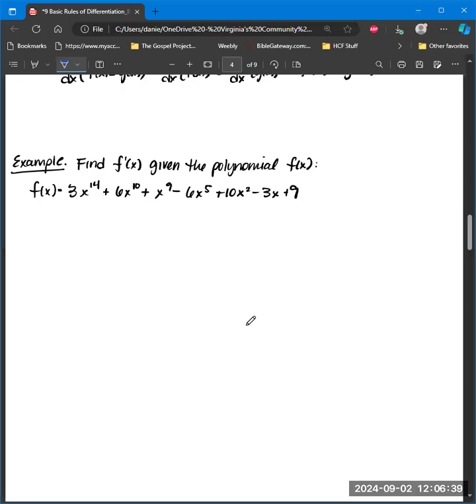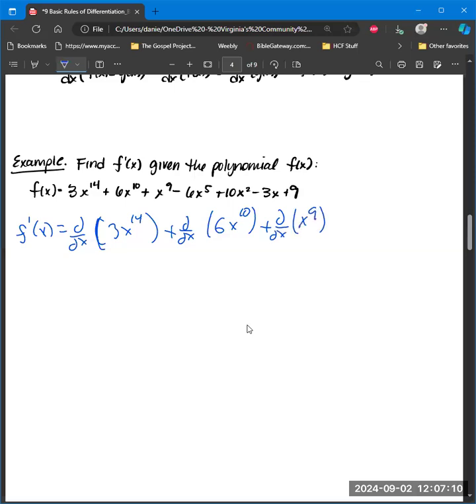So let's find f prime of x for the given polynomial here. What we're going to do is a combination of that power rule with the constant multiple rule attached to it, as well as the sum difference rule to find the derivative of each piece, and say that f prime of x is equal to the derivative with respect to x of 3x to the 14th plus the derivative with respect to x of 6x to the 10th plus the derivative with respect to x of x to the 9th plus the derivative with respect to x of negative 6x to the 5th plus the derivative with respect to x of 10x squared plus the derivative with respect to x of negative 3x plus the derivative with respect to x of 9.